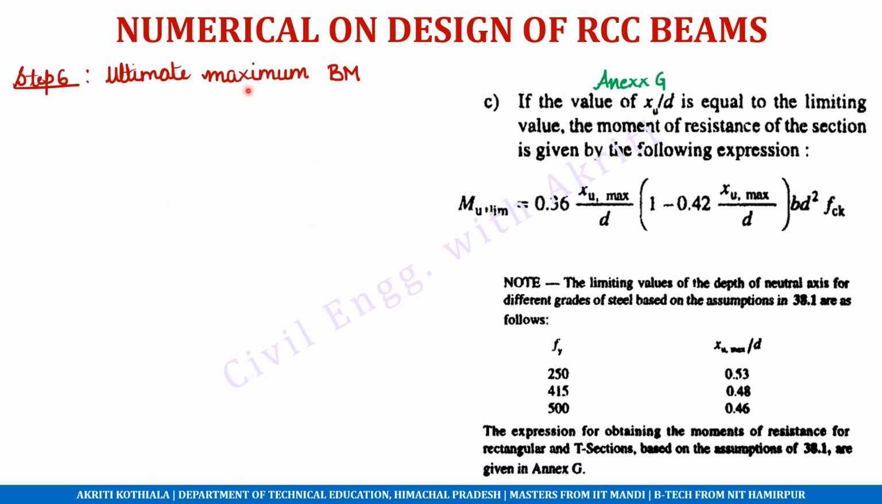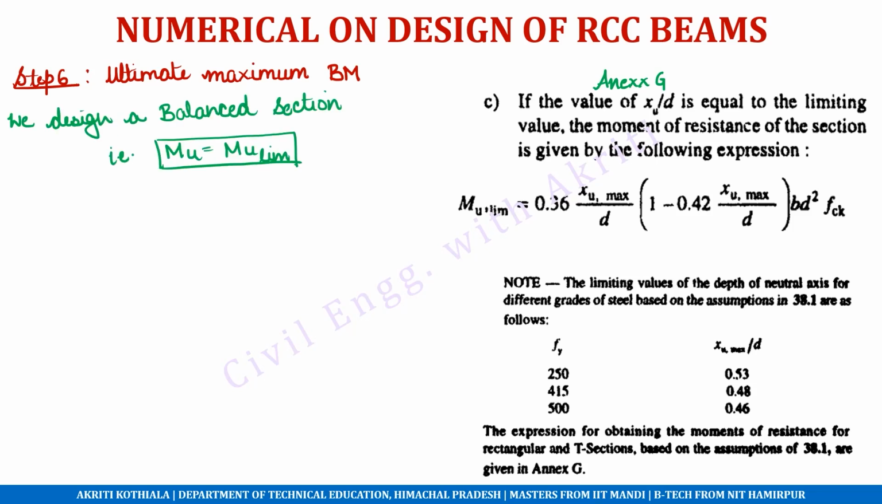So to calculate the ultimate maximum bending moment, we refer to Annex G of IS 456. Before that, we have to keep in mind that we always design for a balanced section if not given otherwise. So what do we mean by a balanced section? It simply means that the design bending moment, which we calculated in the previous slide, will be equal to the limiting bending moment. This limiting bending moment can be obtained from Annex G, and the formula for the balanced section has been provided here.